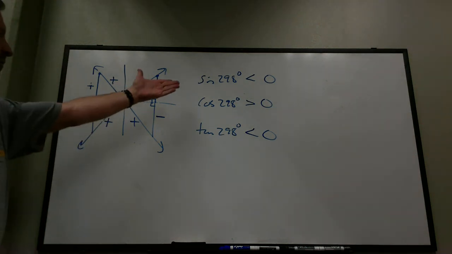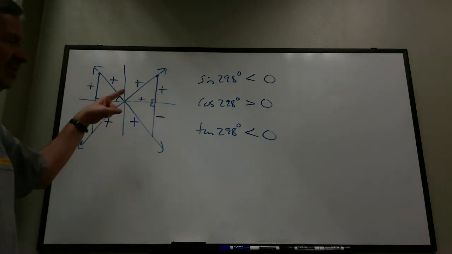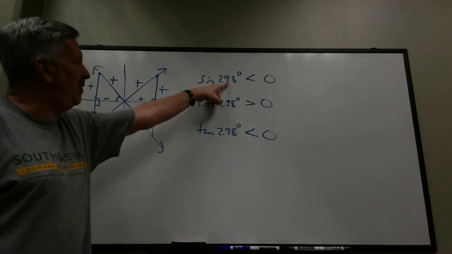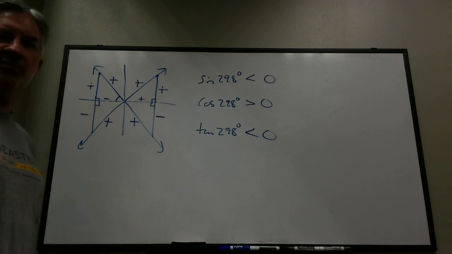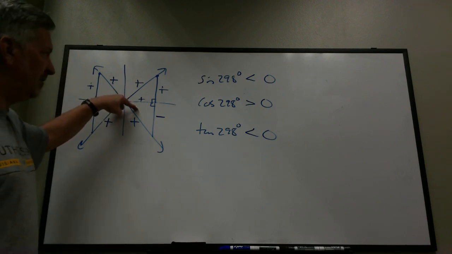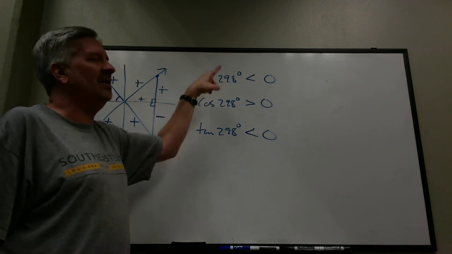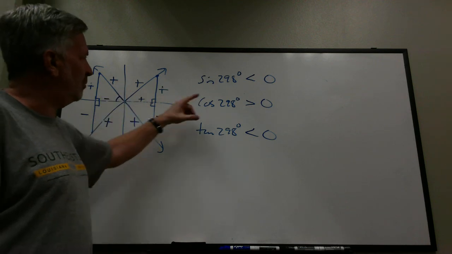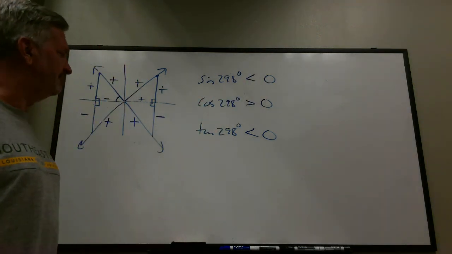So once you figure out what quadrant 298 is in, you can use this little picture. What if I change this to 300 degrees? How would the answers change? Well, they wouldn't, because 300 is also in the fourth quadrant. I mean, the sine of 298 degrees and the sine of 300 degrees are two different numbers, but they're both in the fourth quadrant, so both of them will be negative, right? Okay.